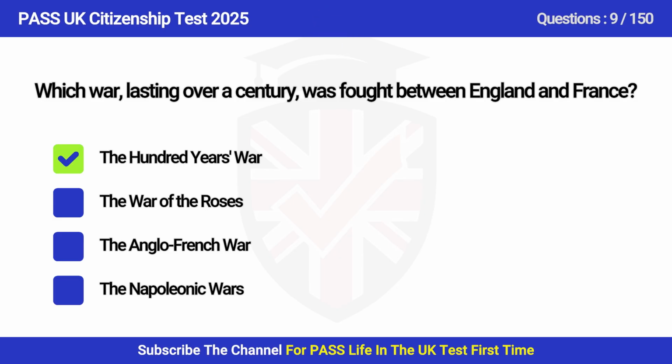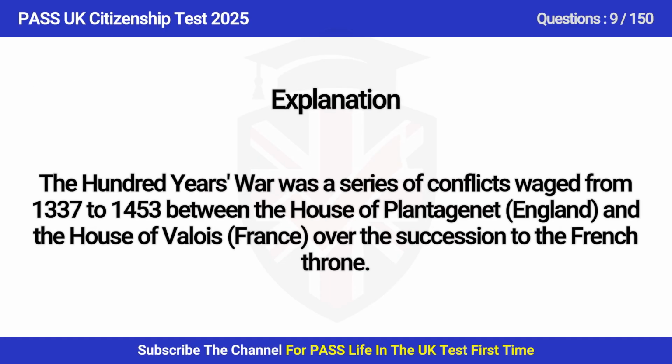Answer is A. The 100 Years' War. The 100 Years' War was a series of conflicts waged from 1337 to 1453, between the House of Plantagenet, England, and the House of Valois, France, over the succession to the French throne.